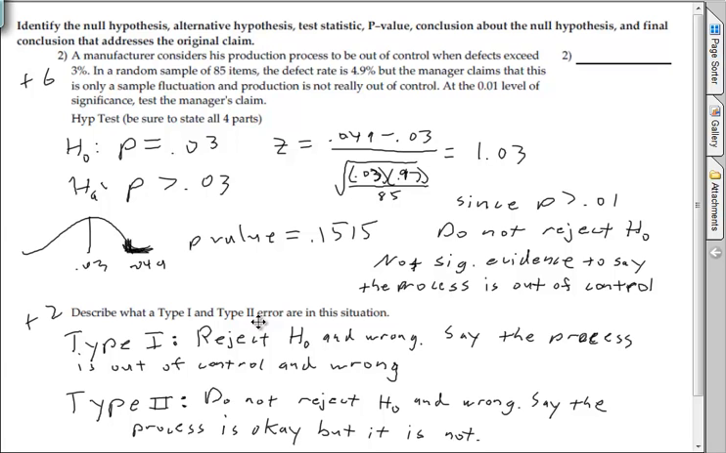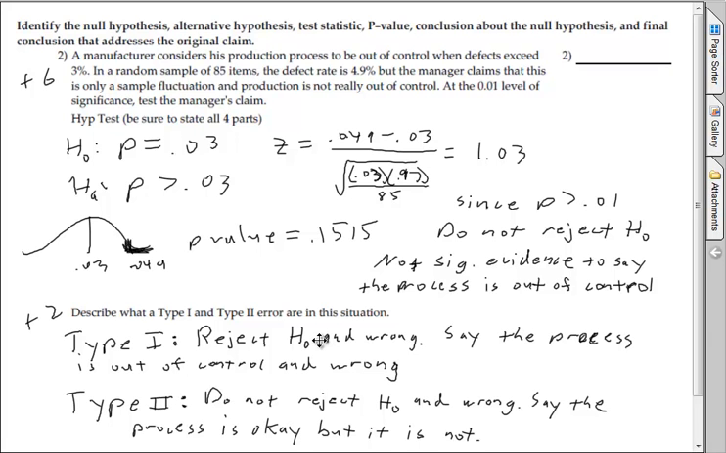And then what are type 1 and type 2 errors? So we had some issues with this. Remember, type 1 is when you reject the null hypothesis and you're wrong. And in this case, that's saying the process is out of control, but it really isn't. A lot of you would say the process is out of control, but it's an error. So describe what the error is. Yes, you say it's out of control, but you are wrong. Okay, that's important that you describe what the error is, not what you think is going on. So make sure you add that.